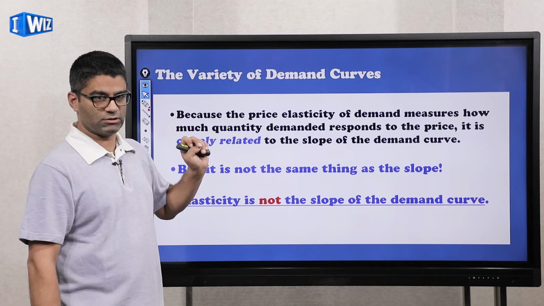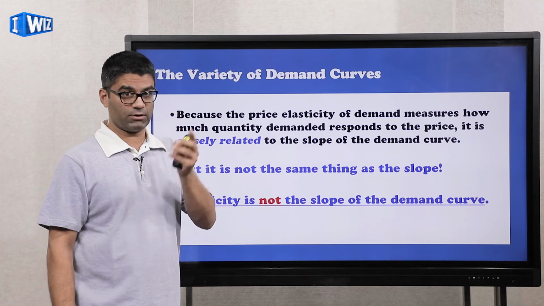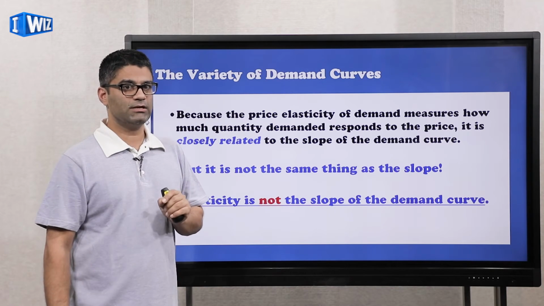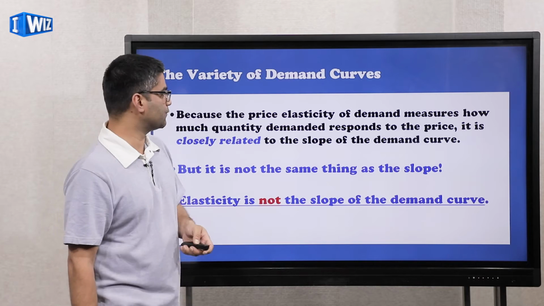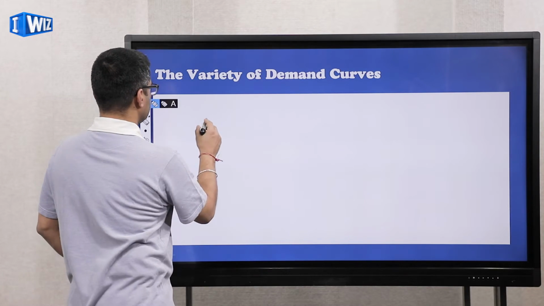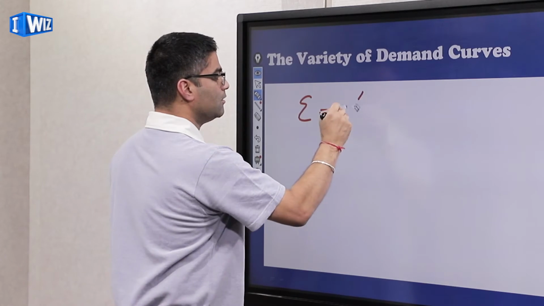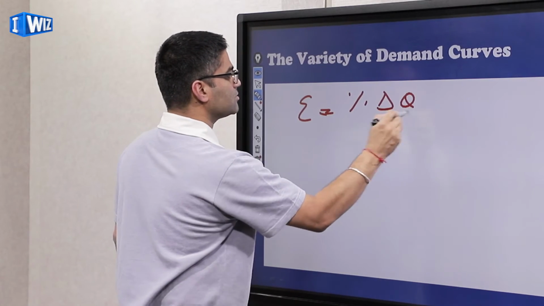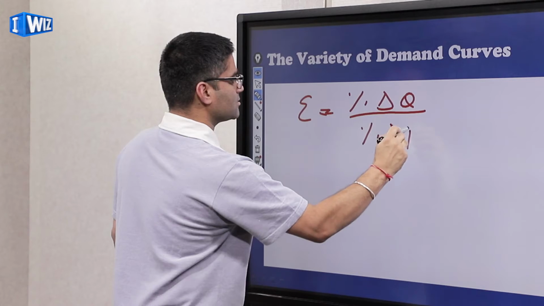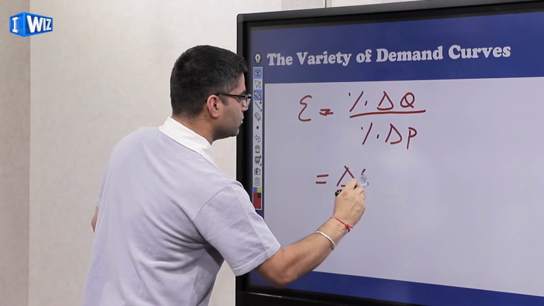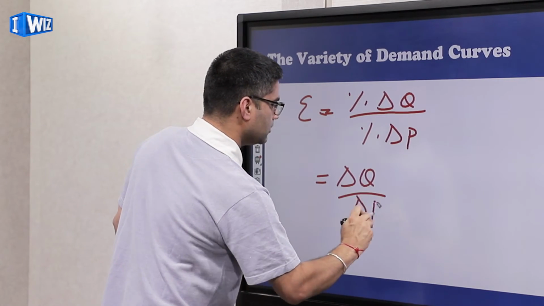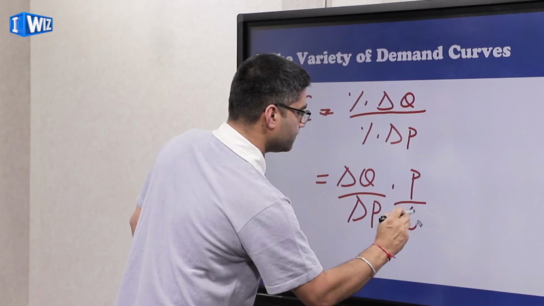Do not confuse the slope of a demand curve, which is a constant number because it's a straight line. Elasticity is not a constant number. All right, so for example, let me just show you. The elasticity equation is percent change in QD divided by the percent change in price, and we did derive all of this last time. It's the change in QD divided by the change in price times the price over quantity.